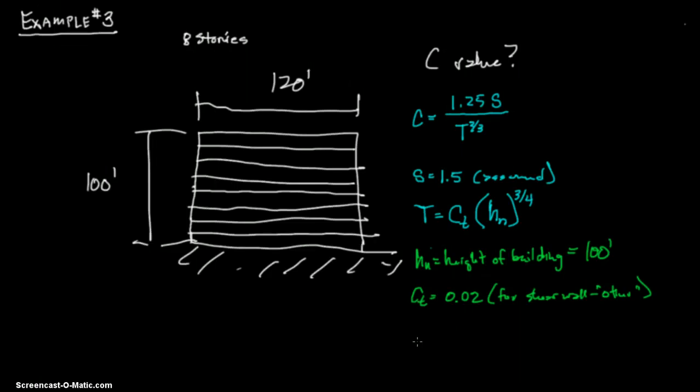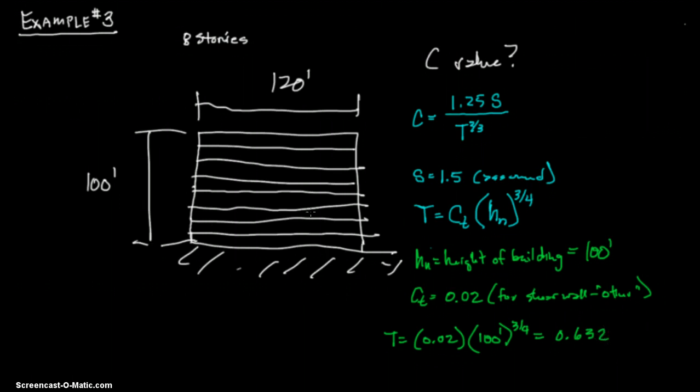So let's do that. We have T equals CT, which is 0.02, times HN, which was 100 foot, to the 3/4 power. So I'll get my calculator out and do 0.02 times 100 to the parentheses 3 divided by 4, and we get 0.63, I'll go to 3 sig figs, 0.632, let's say.